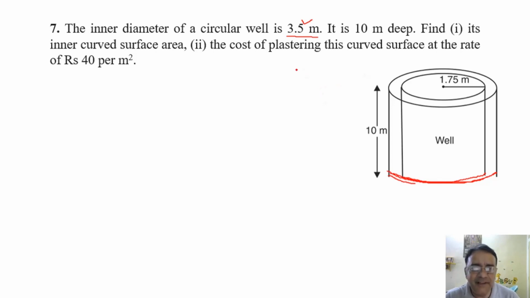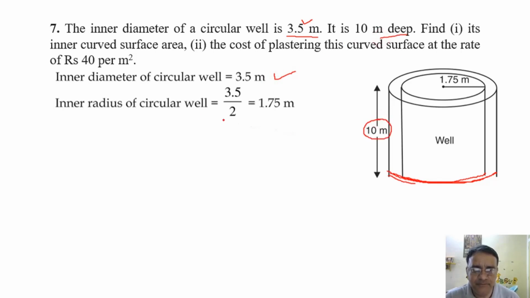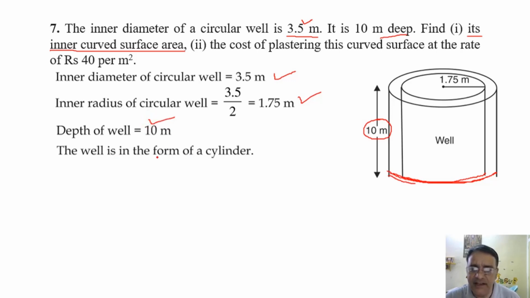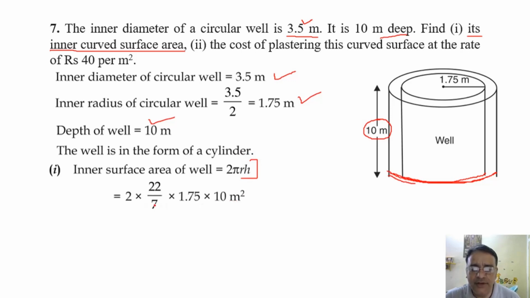Now, what is given, that I am going to write. Inner diameter is given 3.5 meter and depth is considered as the height of the cylinder. So inner radius will be 3.5 by 2, that is 1.75 meter. We need to find the inner curved surface area. What is the formula of curved surface area? 2 pi RH. So depth of the well is 10 meter, that is h, and the well is in the form of a cylinder. So inner surface area will be 2 pi RH. Now we'll substitute the value: 2 into 22 by 7 into 1.75 into 10.